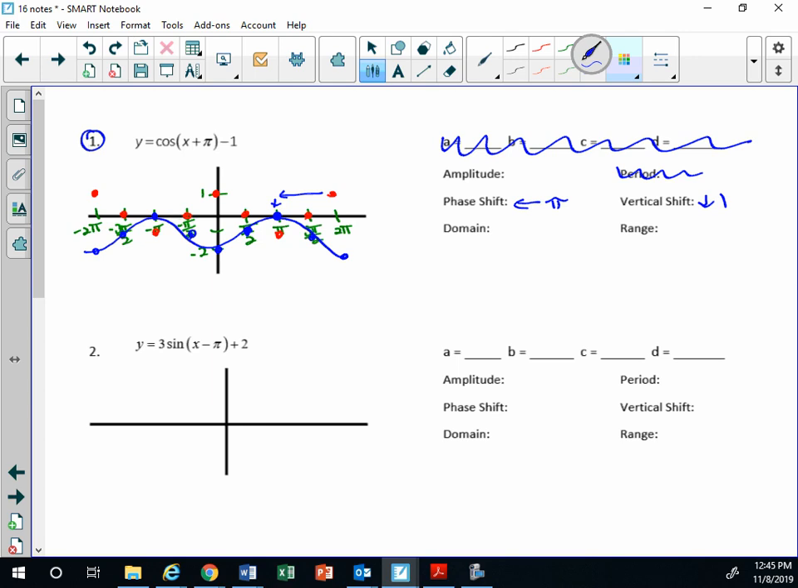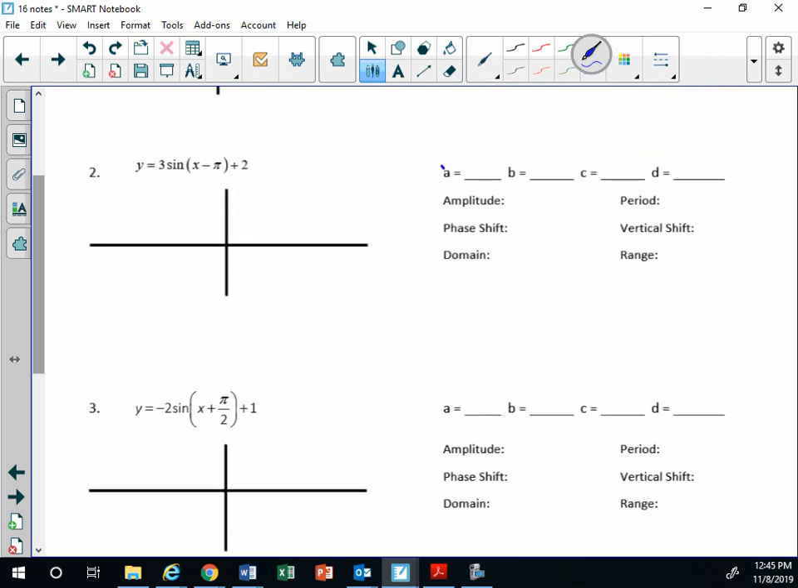Alright, I didn't fill in amplitude. Domain, remember, is always going to be negative infinity to infinity for these. And then range on this one would just be -2 to 0. Alright, so let's look at 2. Okay, so we start with labels. I have to do a little more on the y-axis because I'm stretching it and shifting up. X-axis, nothing has changed.